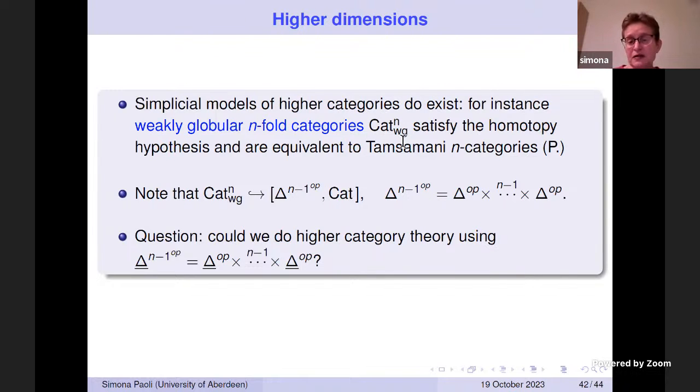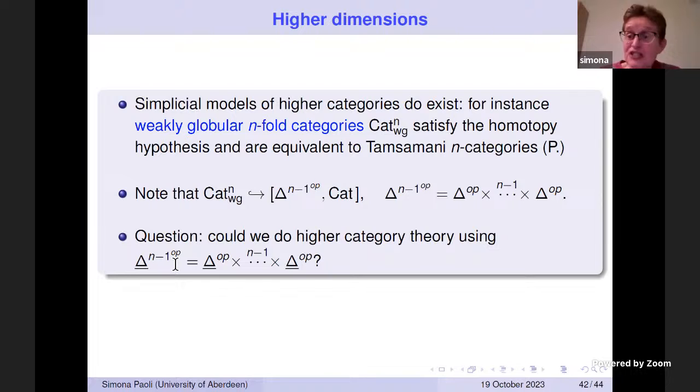And I proved, it's published in my book, that this is really a model of weakened categories, because it is suitably equivalent to the Tamsamani-Simpson model, and it satisfies the homotopy hypothesis. And you also have these homotopically discrete things at all higher levels in the structure. So then the question is, could we do something similar using fat delta? And fat delta n-1 op, a kind of multi-fat delta, I don't know what to call it, but you see what I mean.